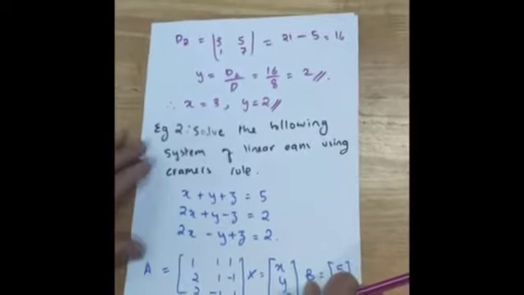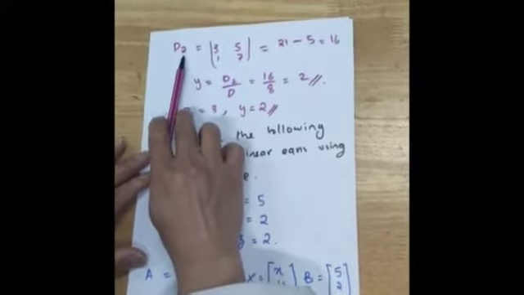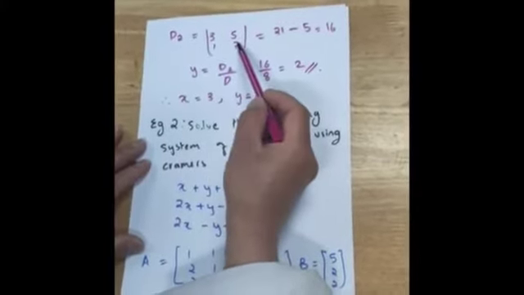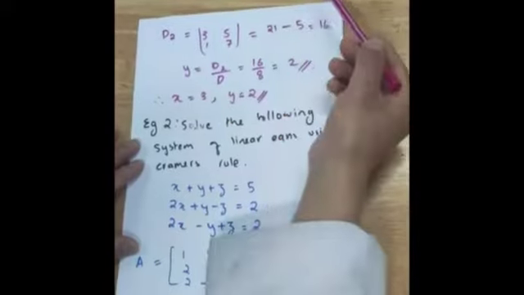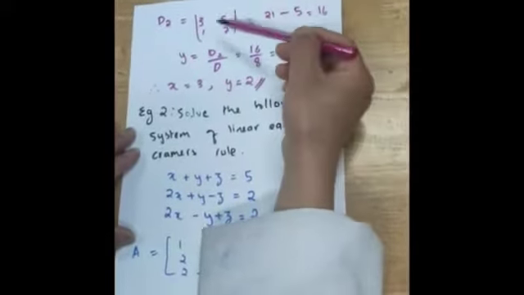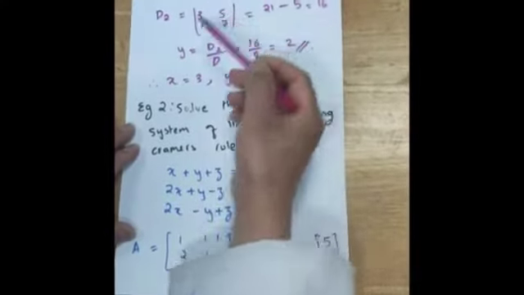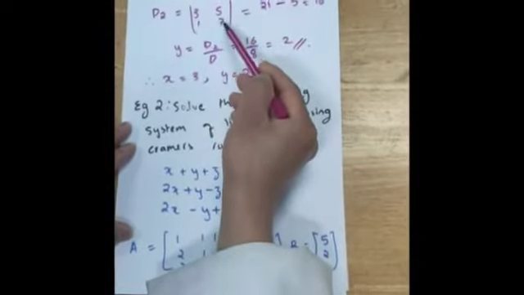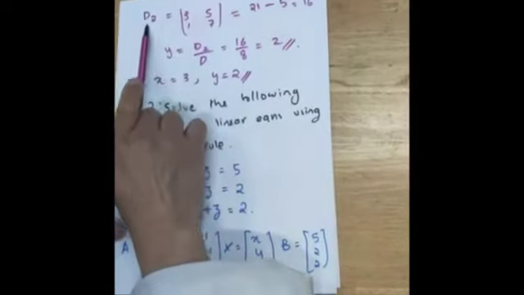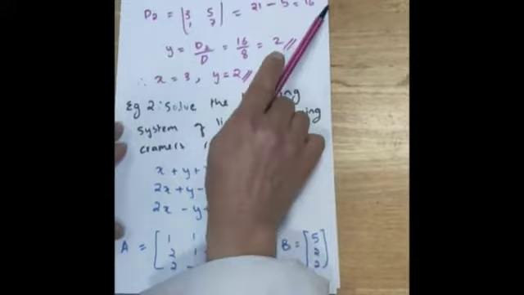Next step is to find the value of d2. In this case, you have to replace the second column of this determinant by the constants of the linear equations we obtained, the constant matrix B. The rest of the elements of the matrix A will remain the same. So our d2 is equal to 3, 1, 5, 7. 5, 7 is the constant matrix. To find the determinant of this matrix, it is 21 minus 5, which is 16.